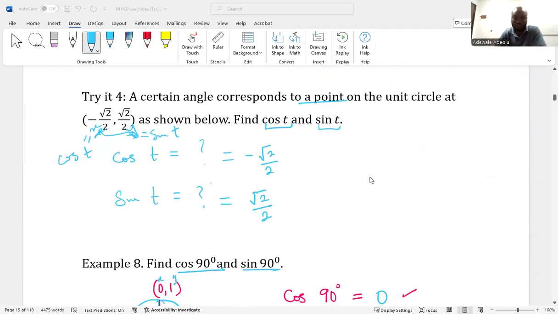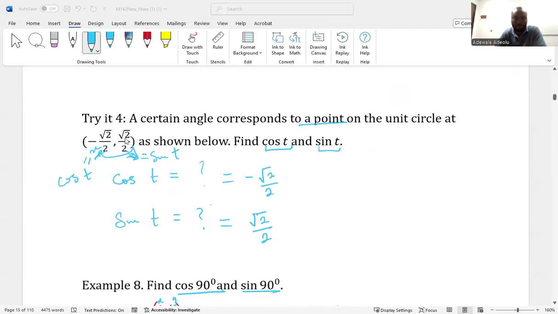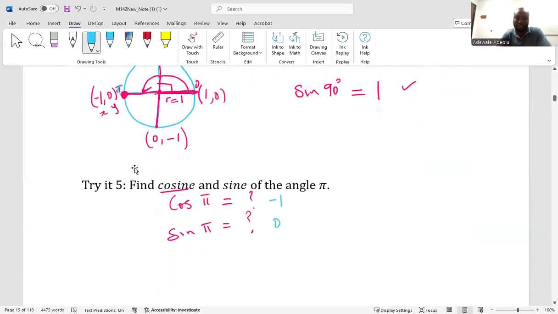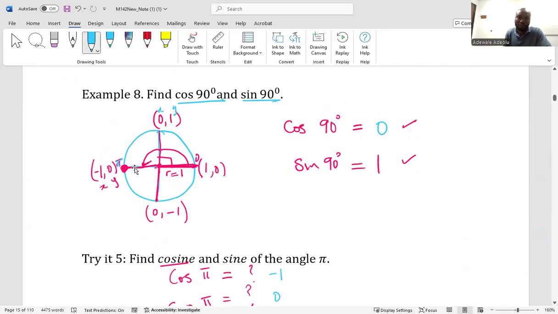Moving on from there, we had some examples like this, and we asked the question, what is the cosine of the angle T? What is the sine of the angle T? And you can recollect that we say x is the cosine of our angle and y is the sine of the angle. So we learned that, and we also learned how to find the cosine and sine of angles such as 90 degrees, 180 degrees, 270 degrees, and 360 degrees.